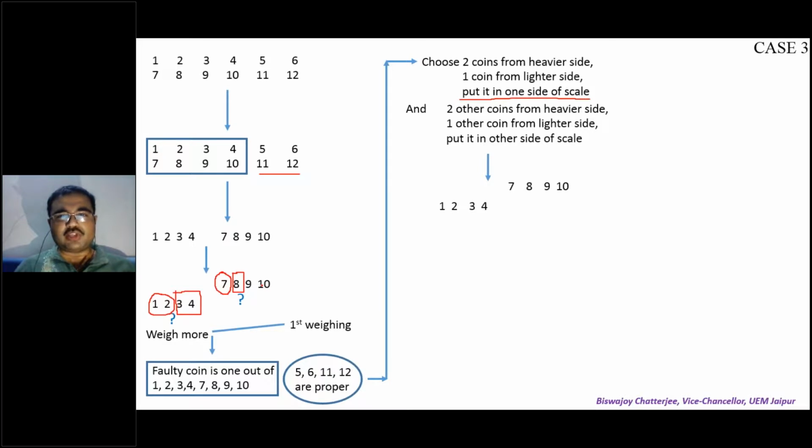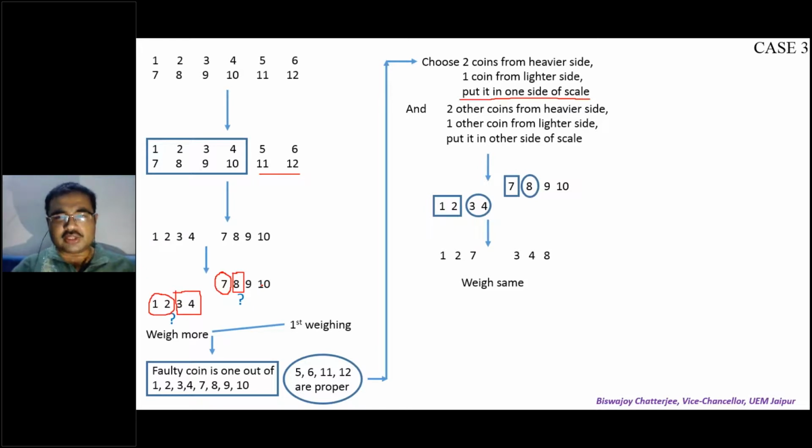1, 2, 3, 4, 7, 8, 9, 10. What are you doing? See, 1, 2 and 7 on one side, 3, 4 and 8 on the other side. See, that is what I was doing. So 1, 2, 7 on one side, 3, 4, 8 on the other side, and you measure.